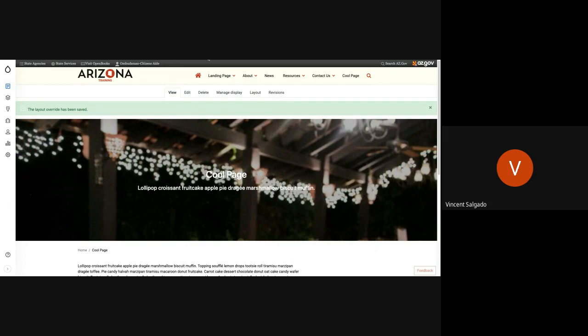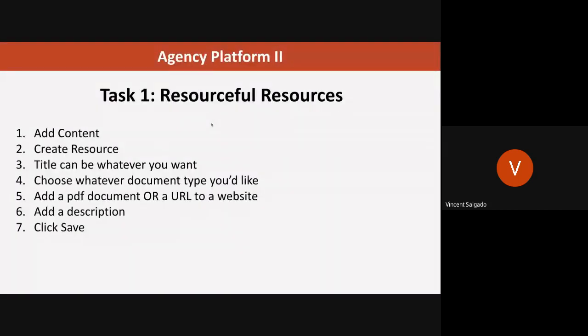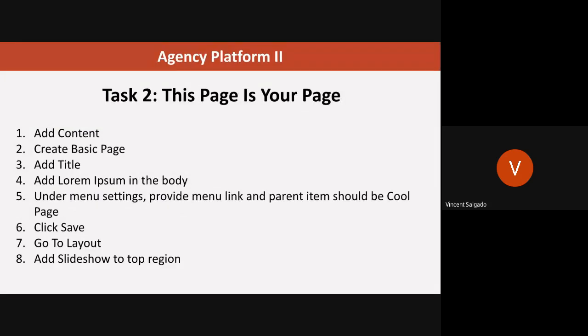We're going to move on to our next activity here. So we're going to do exactly what we just went over. We're going to create a basic page. We're going to add a title, some lorem ipsum to the body, and then under the menu settings, I want you to add the parent menu to be the cool page. That will make sure that your page goes directly under cool page in the main menu. And we'll show you what happens when that happens. And then you're going to click save.